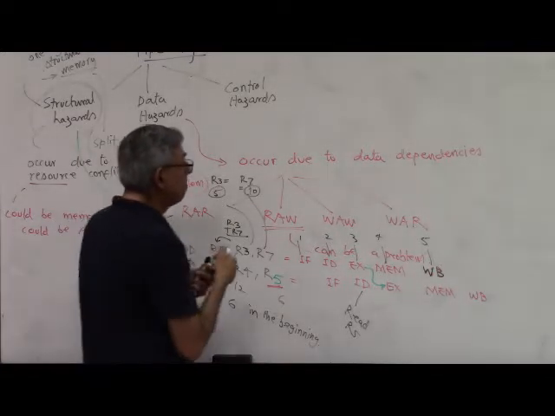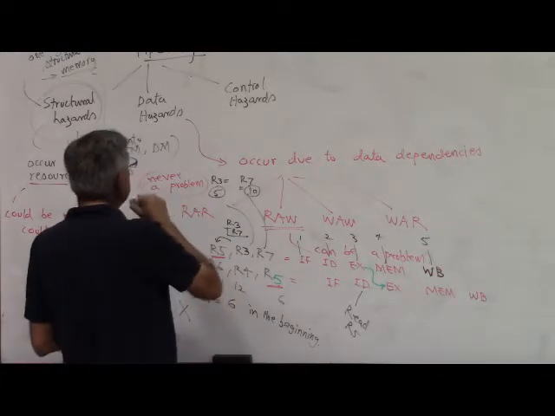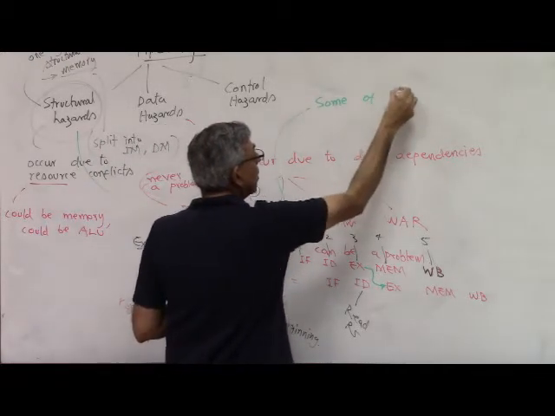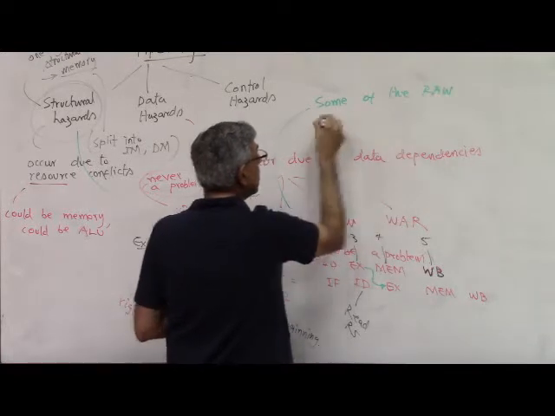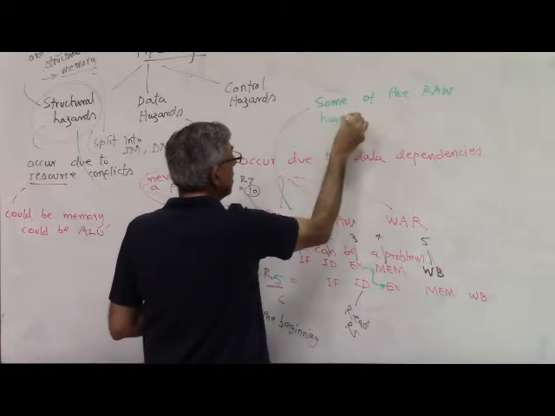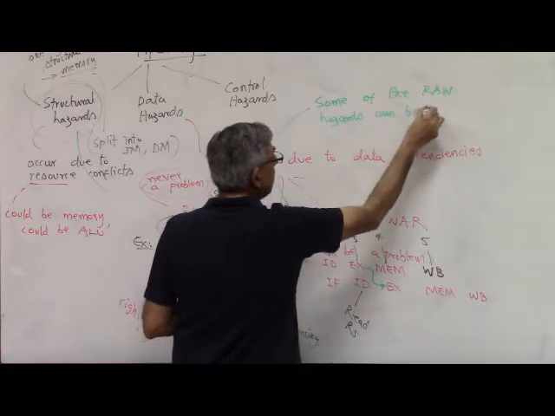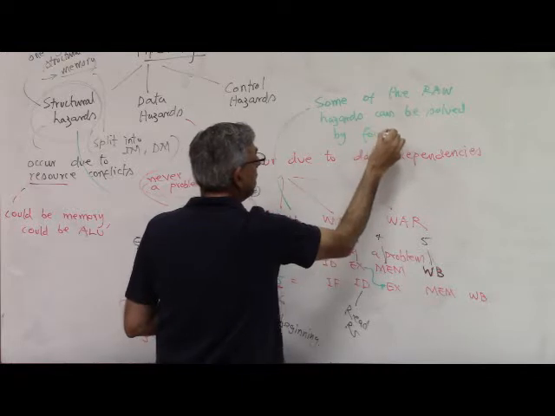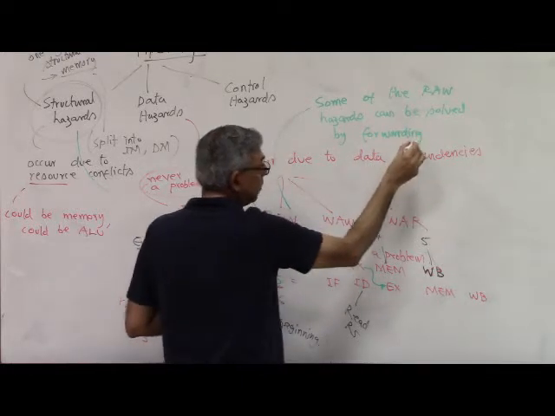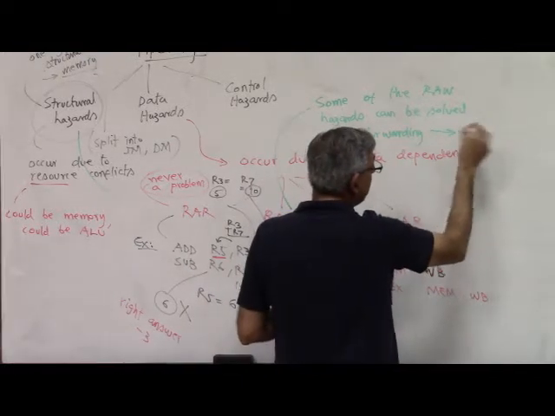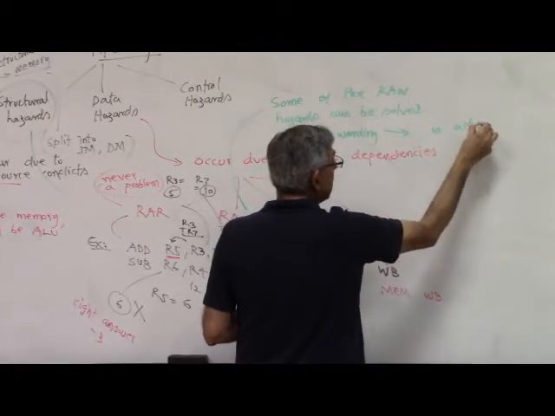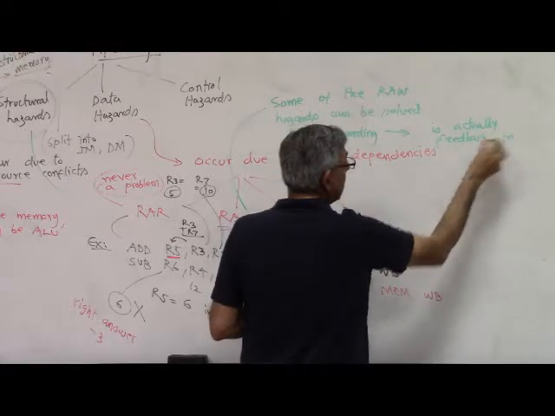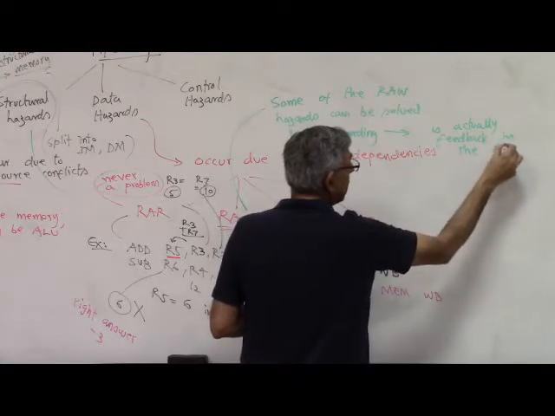So some of the RAW type of hazards can be solved by forwarding. And as we discussed before the exam, forwarding is actually feedback in the data path.